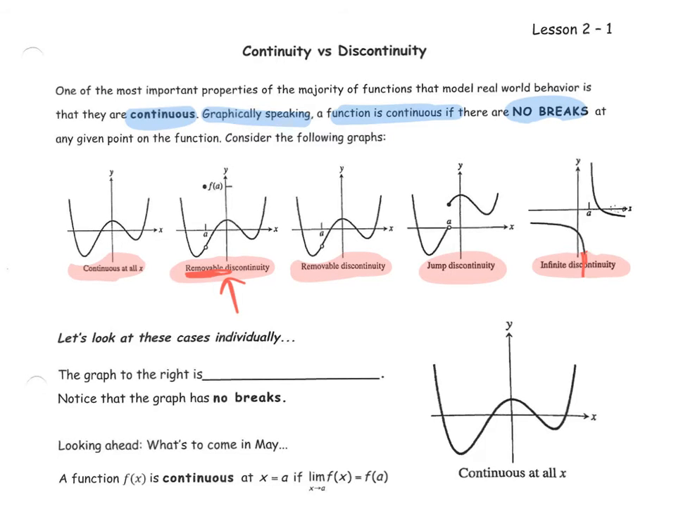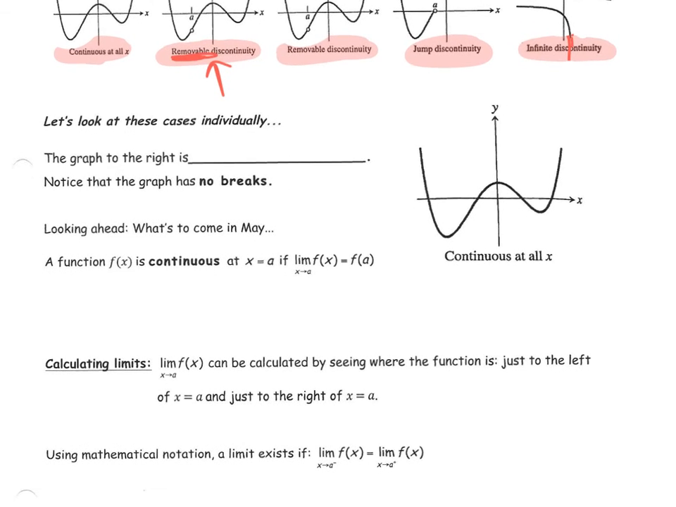All right, so moving on, let's take a look at all these cases individually. Now, you do see I have limit notation here. Don't freak out. We will be getting to this at some point in the year. But let's start with basics here. So the graph to the right, we can see is continuous. So I'm breaking this down individually. It's continuous. There are no breaks or holes in the graph.